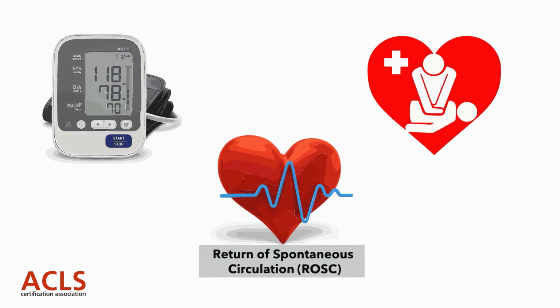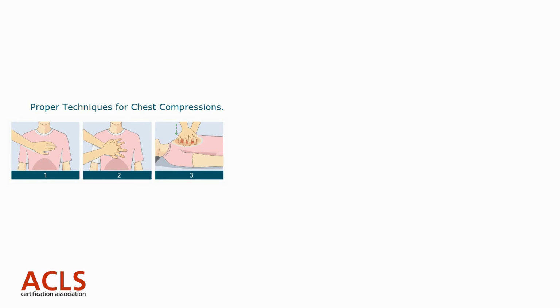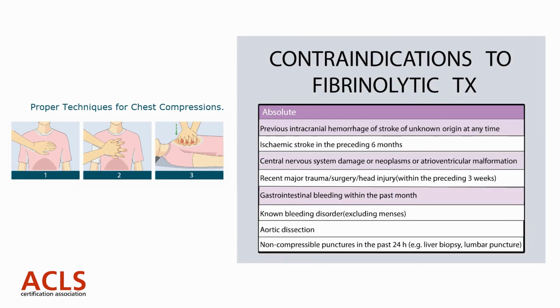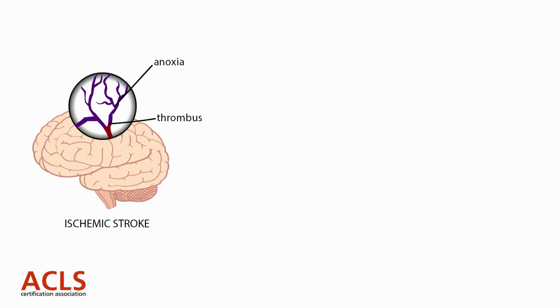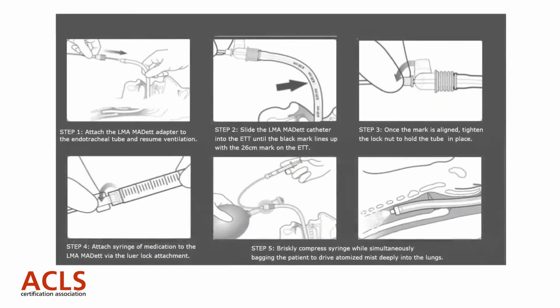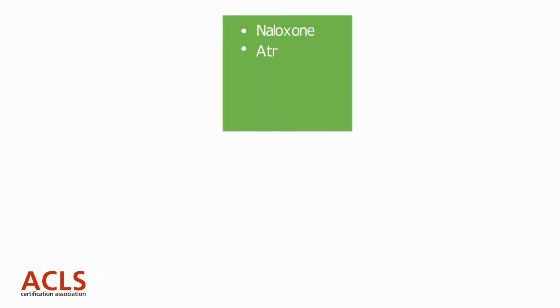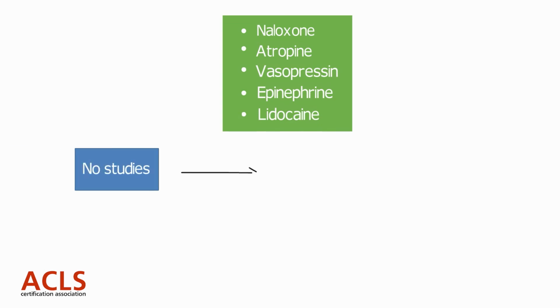However, central line placement can cause a prolonged interruption in chest compressions. It is also a relative contraindication for fibrinolytic therapy if needed for ischemic stroke and acute coronary syndromes. Absorption of drugs via an endotracheal tube is possible for naloxone, atropine, vasopressin, epinephrine, and lidocaine. Remember NAVEL. No studies have been done to determine the absorption efficacy of amiodarone.